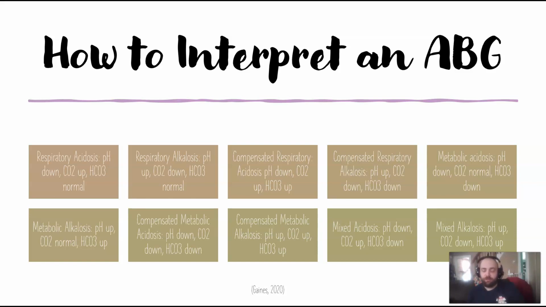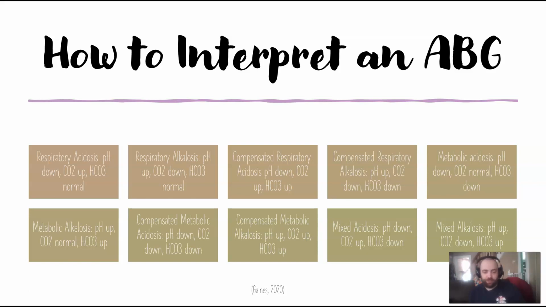So next, you have what's called a metabolic acidosis. In this, your pH is going to be down, your CO2 levels are going to be normal, and your bicarb levels are going to be down. In a metabolic alkalosis, your pH will be up, your CO2 will be normal, and your bicarb levels will be elevated.